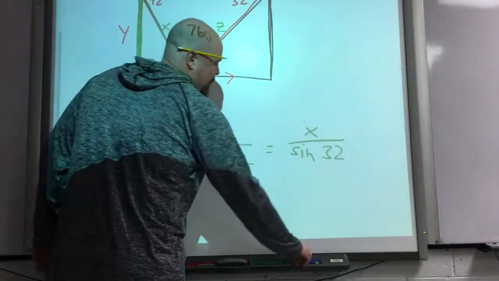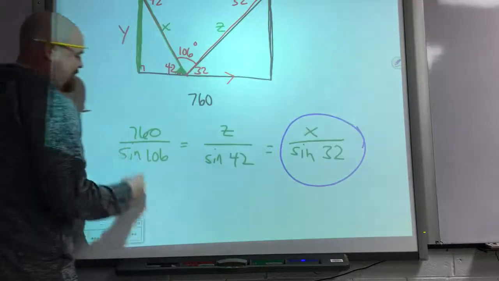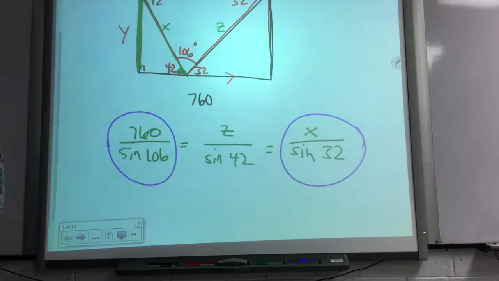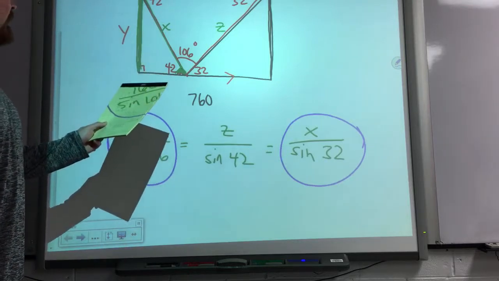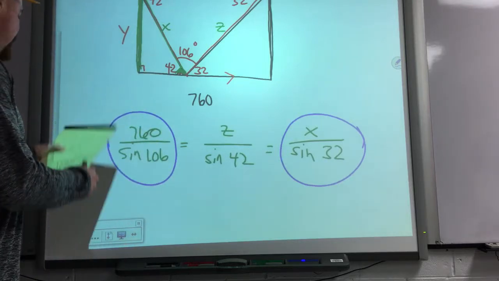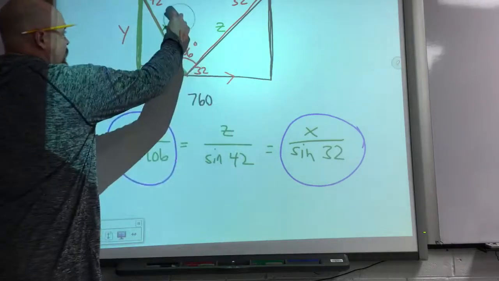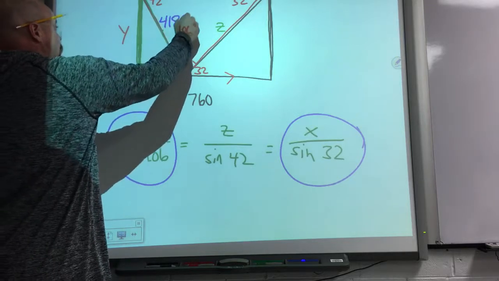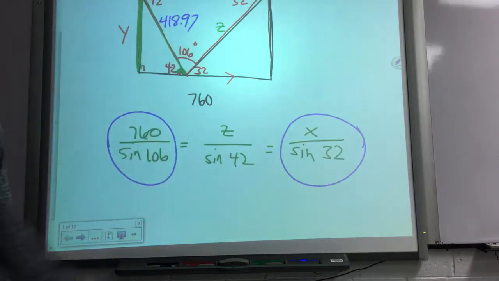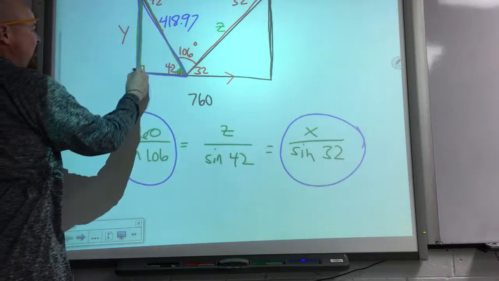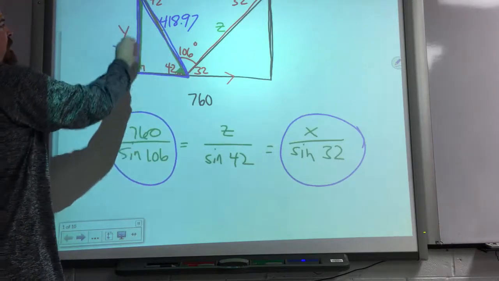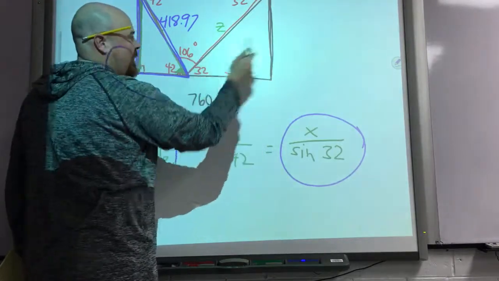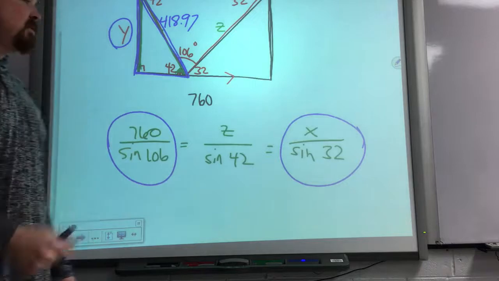If I set up a proportion using this ratio, I can solve for x. I believe I did this already. So if we solve that, we get 418.97 for this side length. Now I don't need to know z, but if I found z, I would have used this right triangle to solve for that height. They're the same height, so it doesn't matter which one I use.